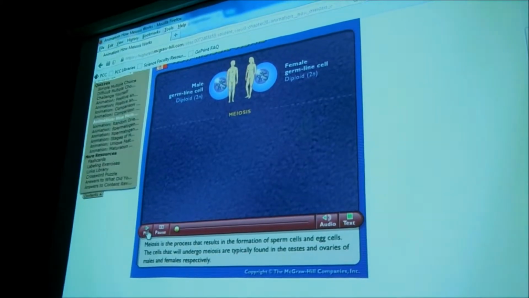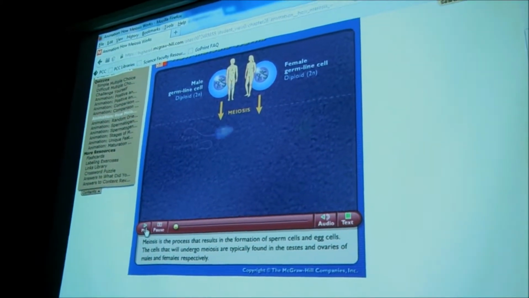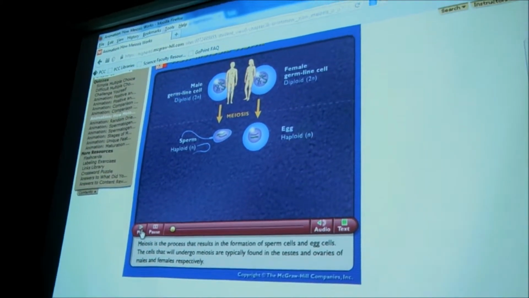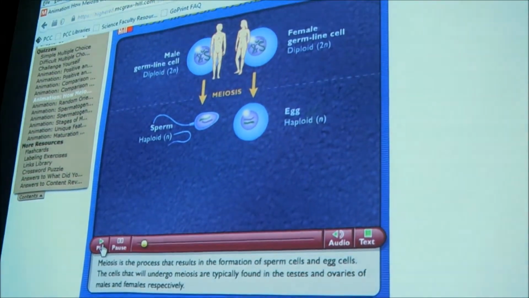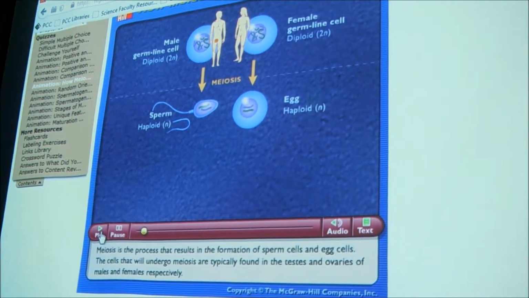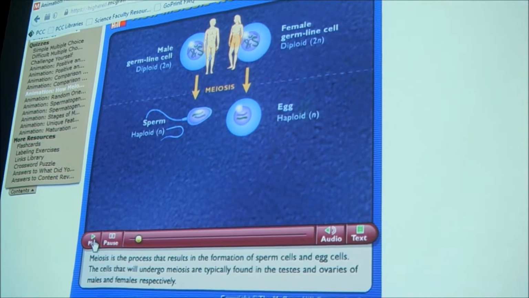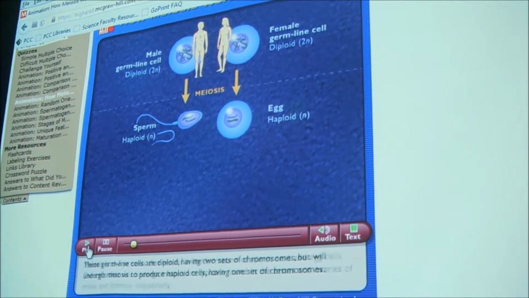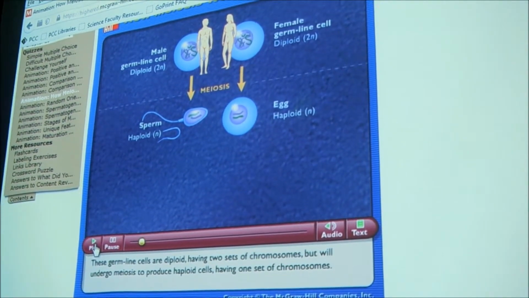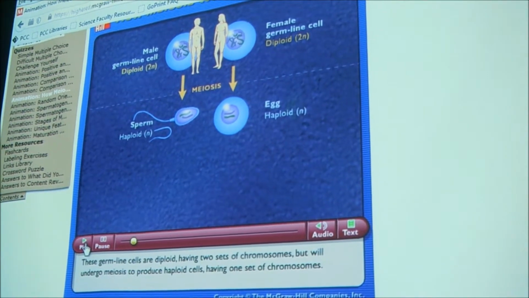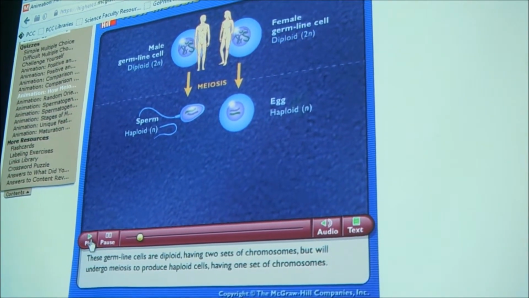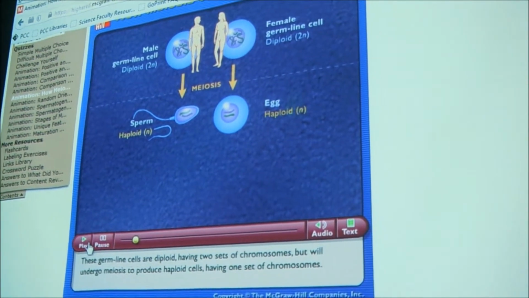This is the process that results in the formation of sperm cells and egg cells. The cells that will undergo meiosis are typically found in the testes and ovaries of males and females, respectively. These germline cells are diploid, having 2 sets of chromosomes, but will undergo meiosis to produce haploid cells, having 1 set of chromosomes.